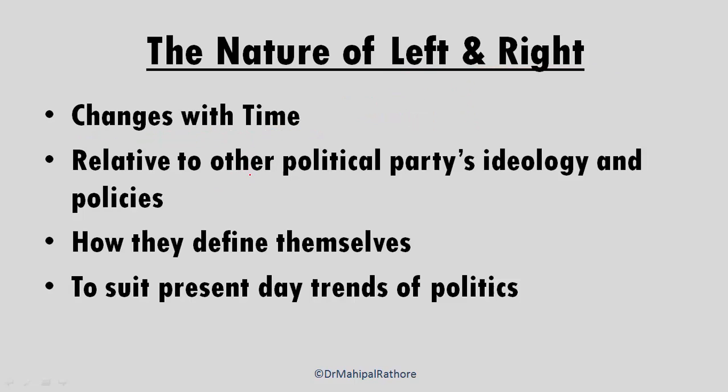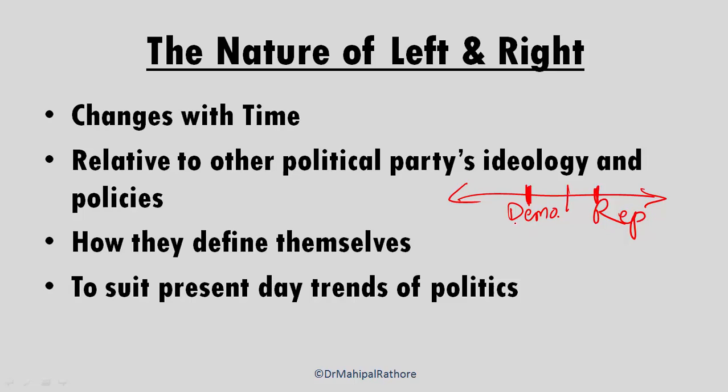Second, the nature of left and right is dependent on the other political party's ideology. What is your opponent? Whether your opponent is left or right, it will depend on that. The best example of this is USA. In USA, there are two political parties. On the right, we have the Republican Party, the GOP, Grand Old Party. On the left, we have the Democratic Party, Hillary Clinton. So the Democratic Party is called left wing, and the Republican Party is called right wing.